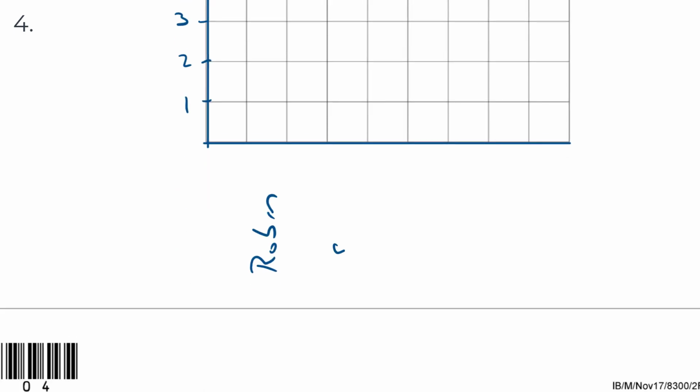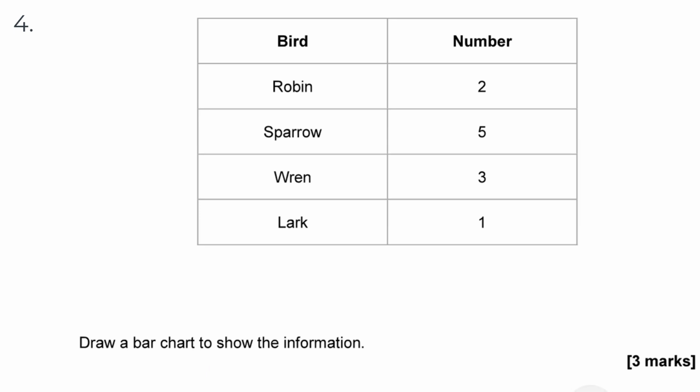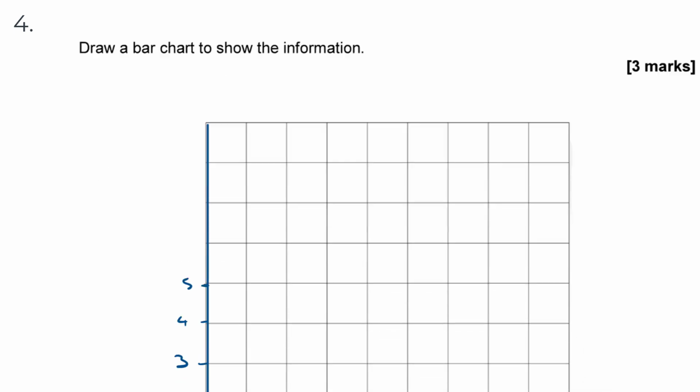What was the next one? Sparrow, wren, and lark. Okay, and then I'm going to draw a bar for each value, or for each bird. So there were 2 robins.